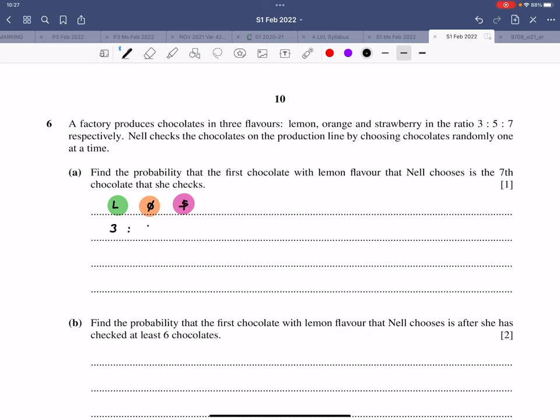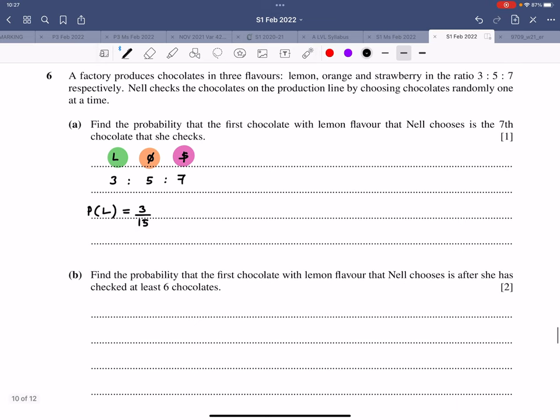3:5:7. And it says one at a time, and the production line, first chocolate will be lemon flavor that Nell chooses in the 7th chocolate that she checks. So probability of lemon, that is 3 out of 15, and the probability of everything else is there. Probability of not L, L complement, that is 12 out of 15.